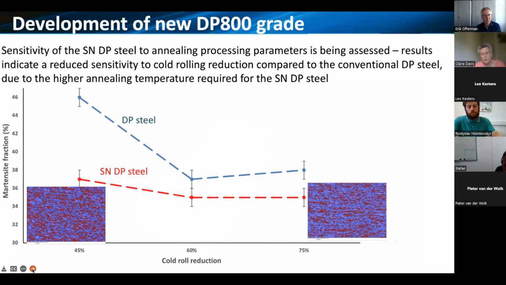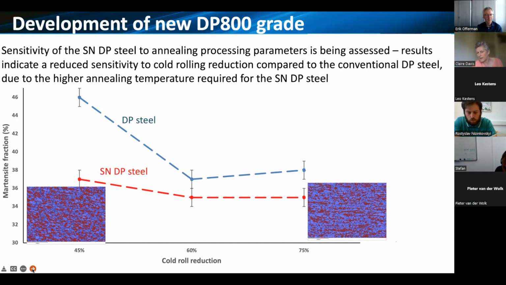But I did say how important it was for us to consider our process sensitivities. And so here's an example of where we've taken the results that I showed before, the commercial DP material, and its sensitivity for a given set of reheat conditions to the cold rolling reduction. We've done the same thing for the segregation neutralized DP steel, and we see much less sensitivity.